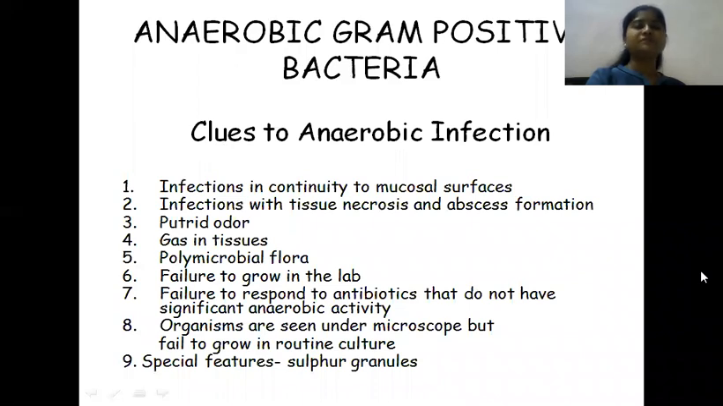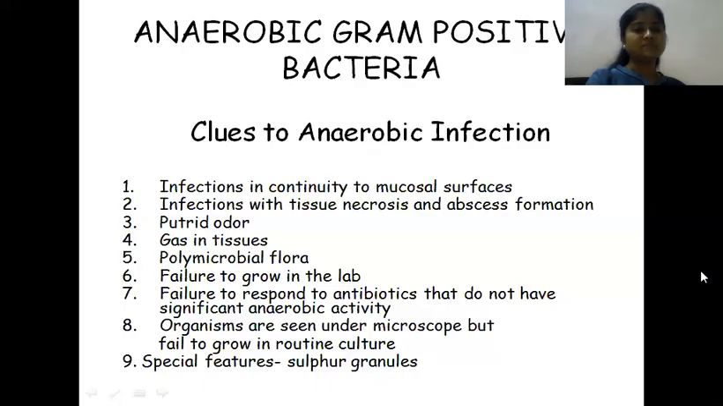When infection with anaerobes is there, there are certain clues which indicate anaerobic infections. These infections are in continuity to the mucosal surfaces. There is a lot of tissue necrosis and abscess formation. The wound has a putrid odor. There is a lot of gas collection in the tissues, as we had seen in the discussion of Clostridium perfringens causing gas gangrene. Anaerobic infections are usually polymicrobial in flora.